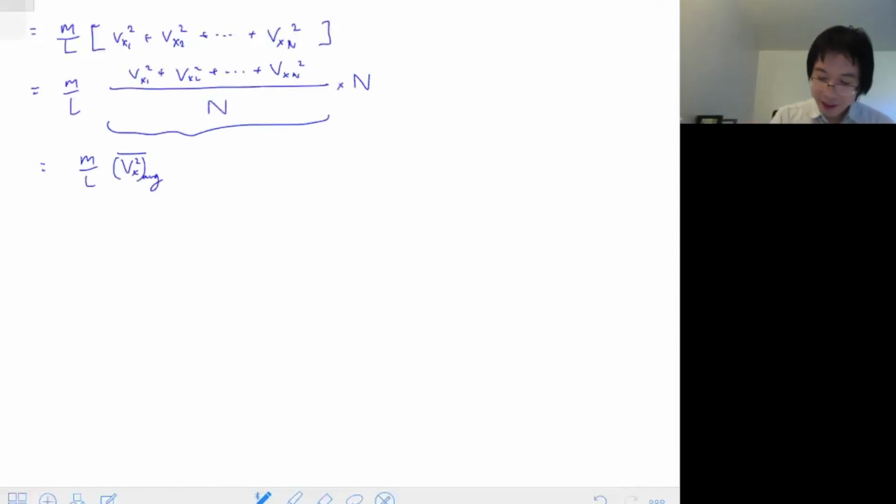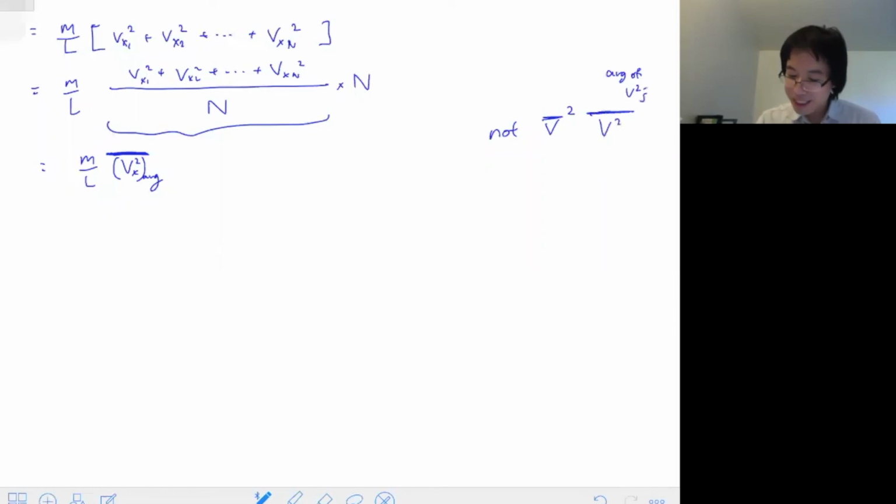So put a bracket around this. Make sure your bar goes above the square, not below. So it's not the v average squared, but v squared, the average of v squares, okay? So this means average of v squares. This means the square of average v, okay? So be careful about that, okay? Times n.